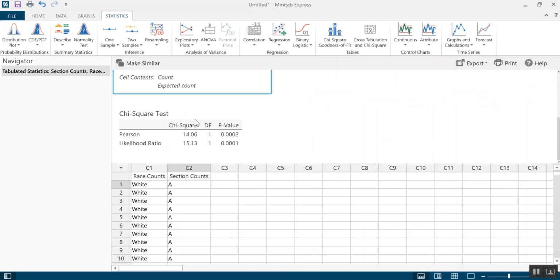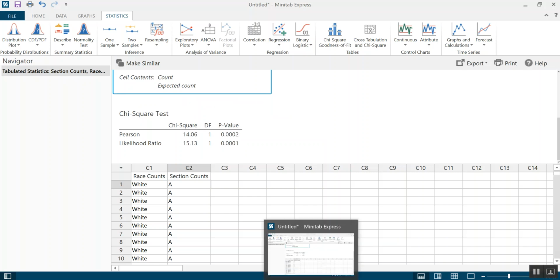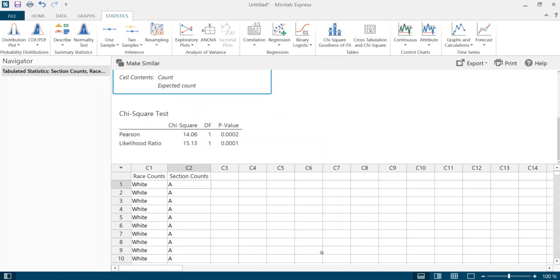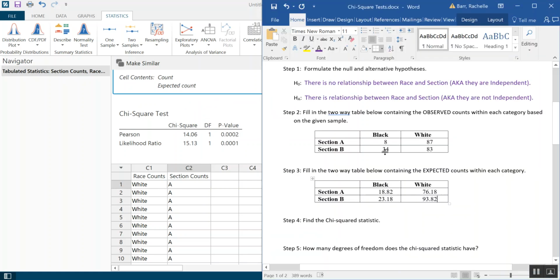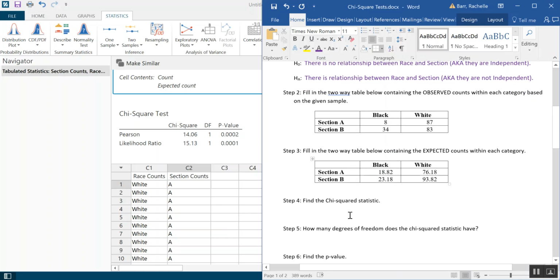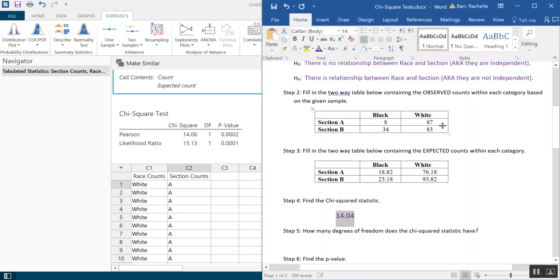The next thing I'm going to need is the actual chi-square test, which it's giving to me right here. We actually do the Pearson test. So, oh God, where's my Word document? There we go. The likelihood ratio is just a different type of test. It's not the one we are using in particular. Ours is going to be the Pearson one. So our chi-square test statistic would be 14.04. Make that purple, make it a little bit bigger.